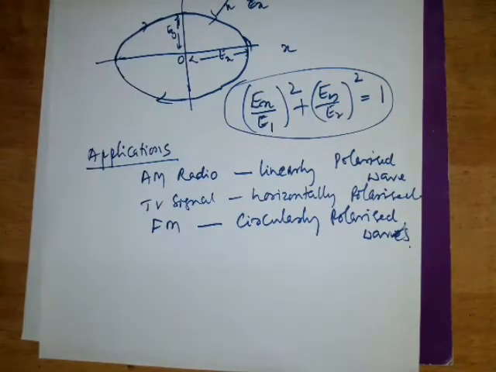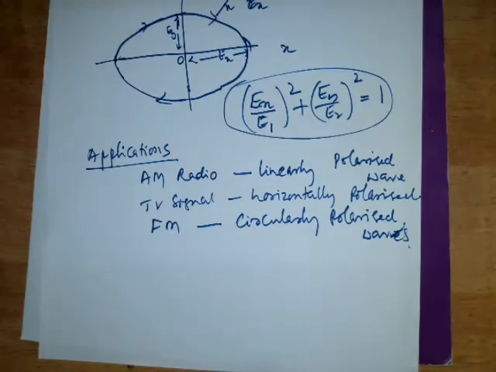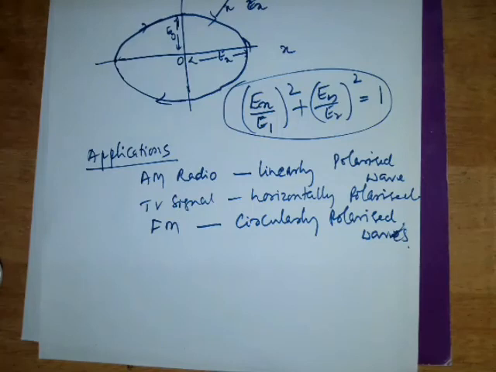In radio communication, different information signals can be transmitted at the same frequency with orthogonal polarization. So we can send different signals with different types of polarization, and here, to increase the capacity of transmission, the signals are transmitted in different types of polarization.